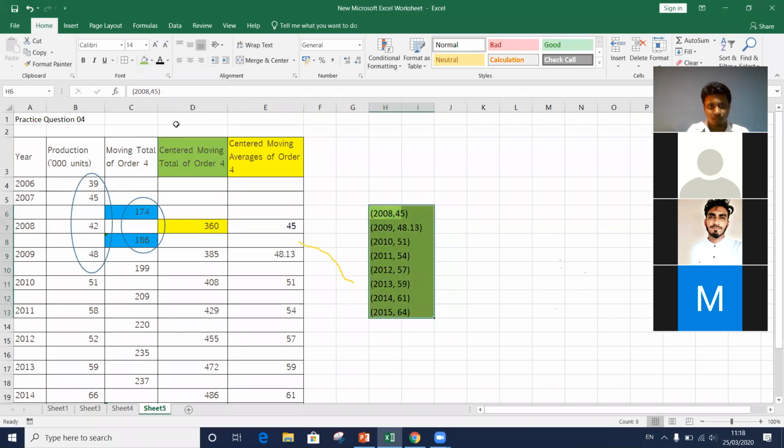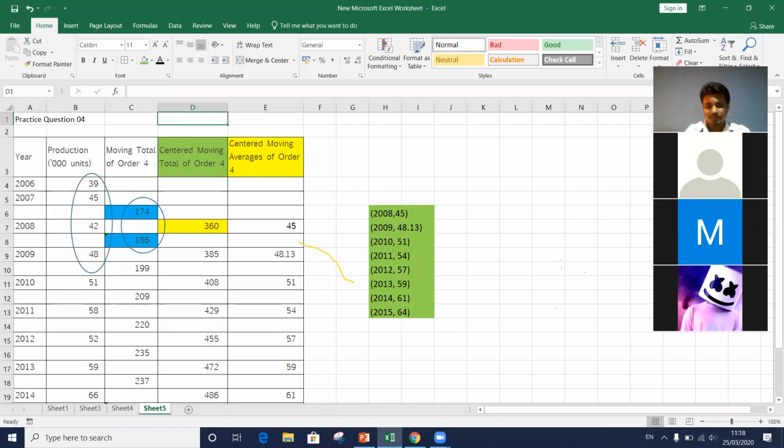වැඩේ තේරුණාද? Order 3 වෙද්දි කොහොමද? Order 5 වෙද්දි කොහොමද? Order 4 වෙද්දි කොහොමද අපි trend line එක අඳින්න කියලා. Clear? Yes, sir.